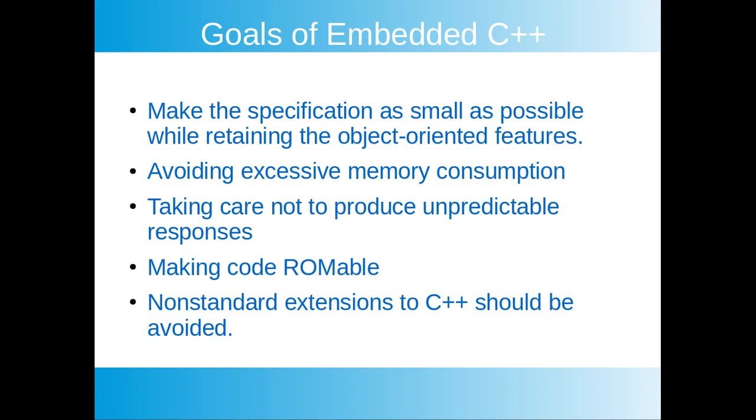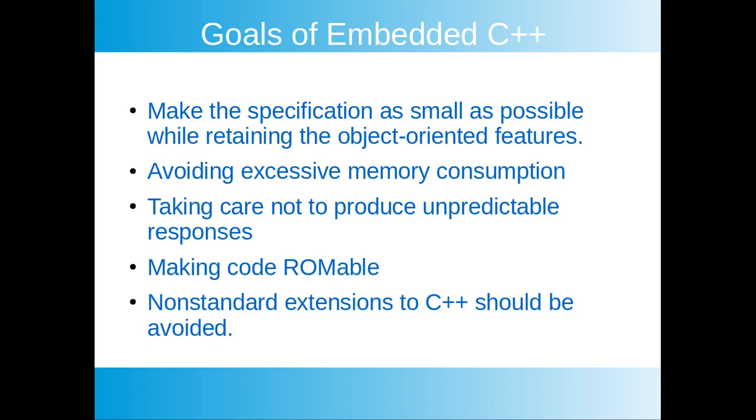The second goal of embedded C++ is to avoid excessive memory consumption. You all know that an embedded system is a resource-constrained system. It has a less powerful processor and low memory capacity. So we should ensure that the memory consumption is low.